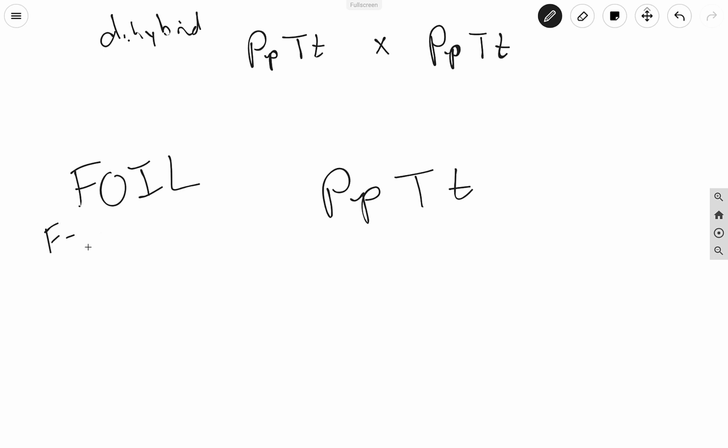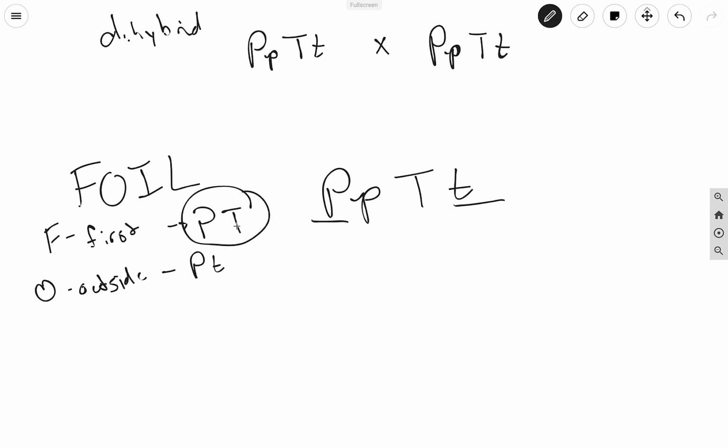So F stands for first. So that is going to be the first of each character. So the first is going to be big P and big T. So big P, big T. O stands for outside. So those are the two on the outside. So the outside is going to be big P and little t. So that's going to be big P, little t. And each of these is a gamete. Like those might be an egg.